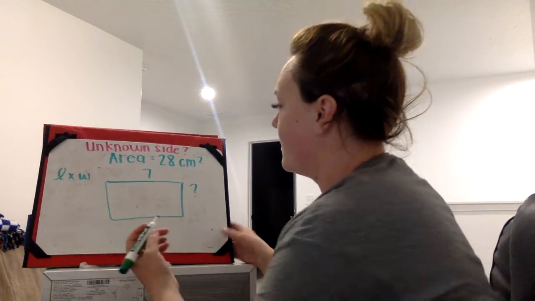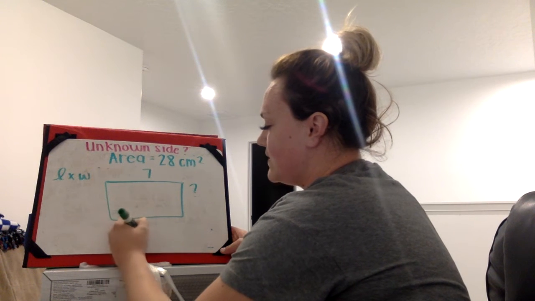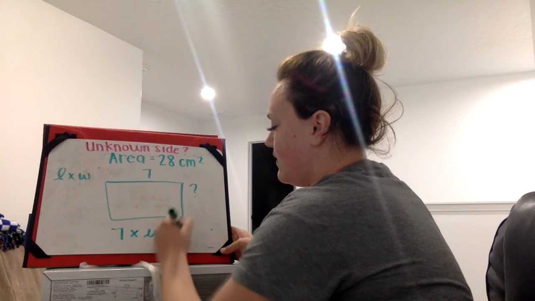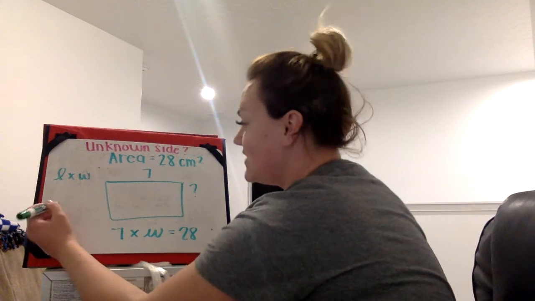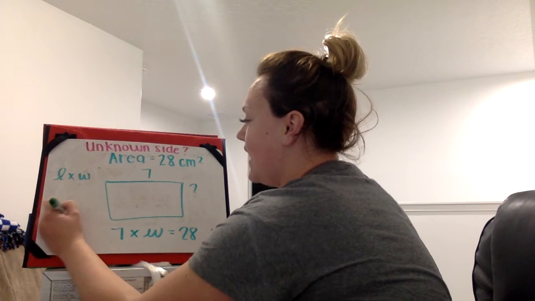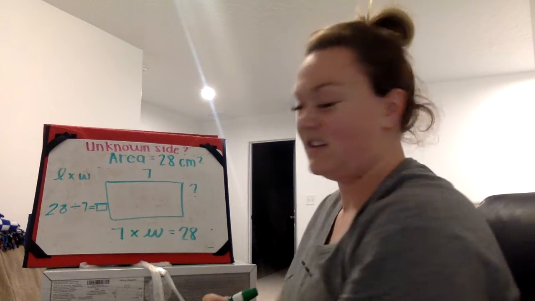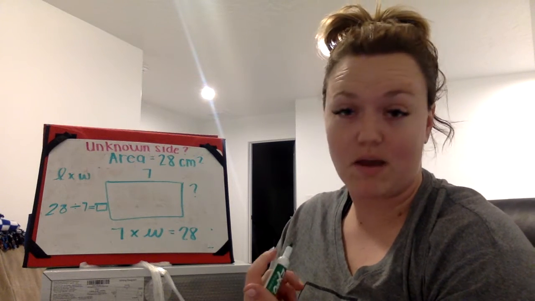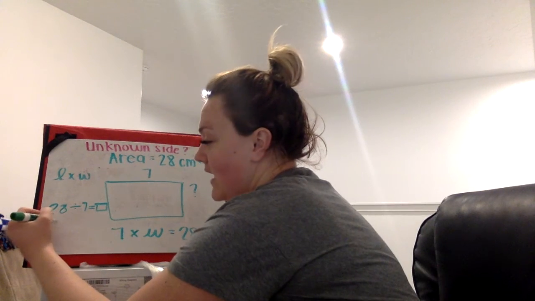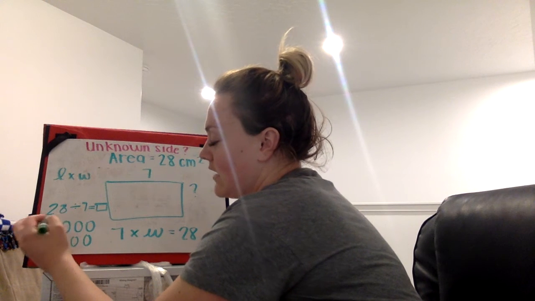All right, so we have the length. 7 times what? The width is equal to 28. Turn that into a division problem. 28 divided by 7 equals what? 7s are kind of tricky, right? So I might draw an array. I might draw equal groups here. Why not? I'm going to draw 7 groups. Count until I get to 28.